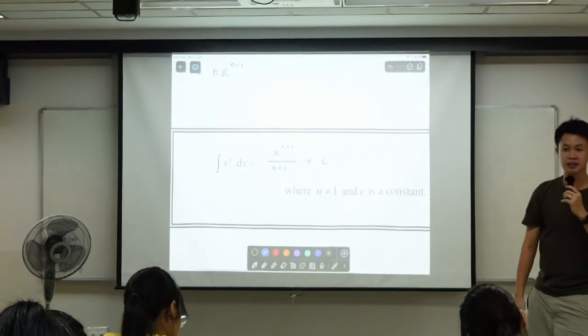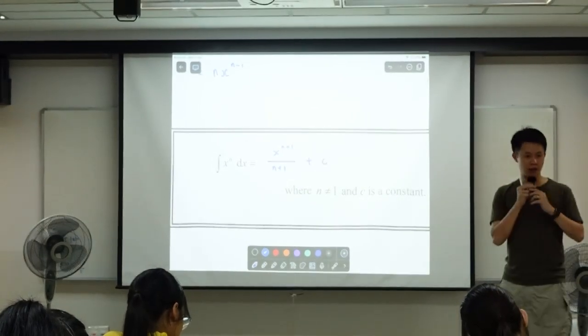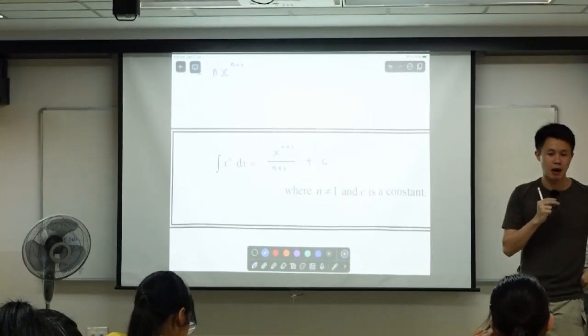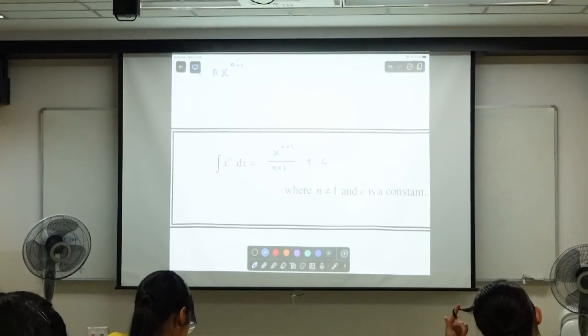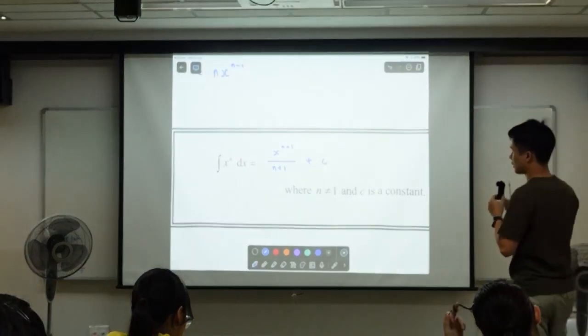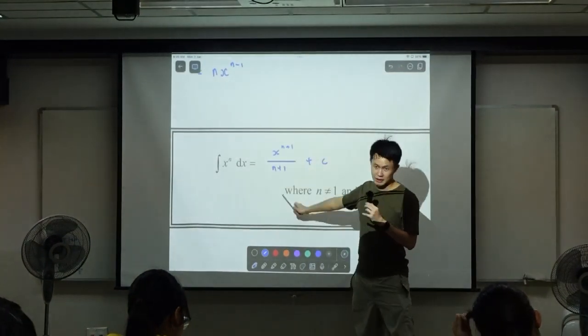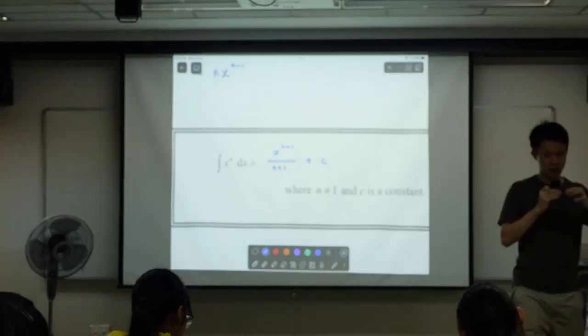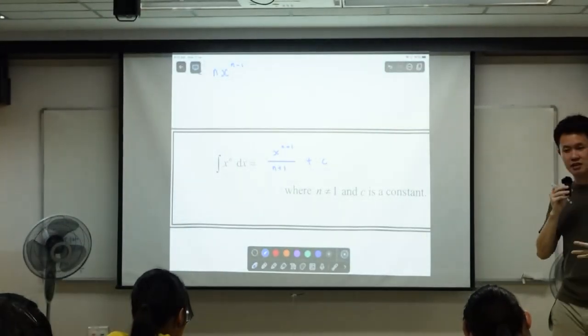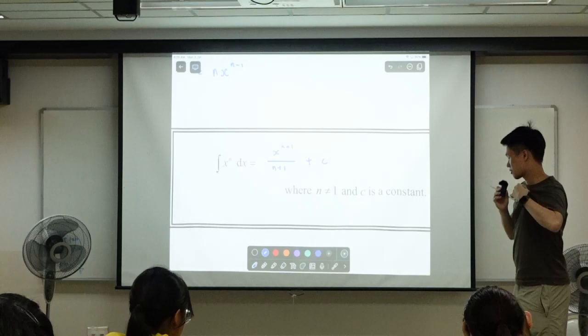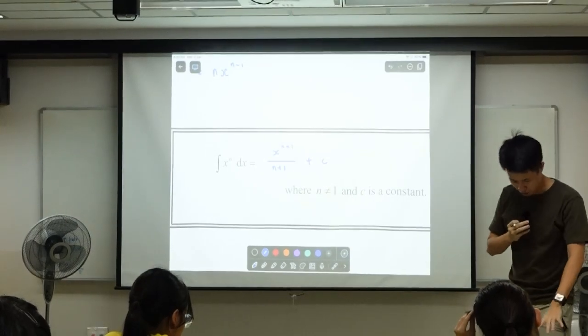So this is your integration formula. When you integrate x to the power n, you simply add to the power, x to the power n plus 1. You divide by the new added power, so n plus 1, plus c. For some of you who already know this, do practice a bit more, because it's quite tricky.